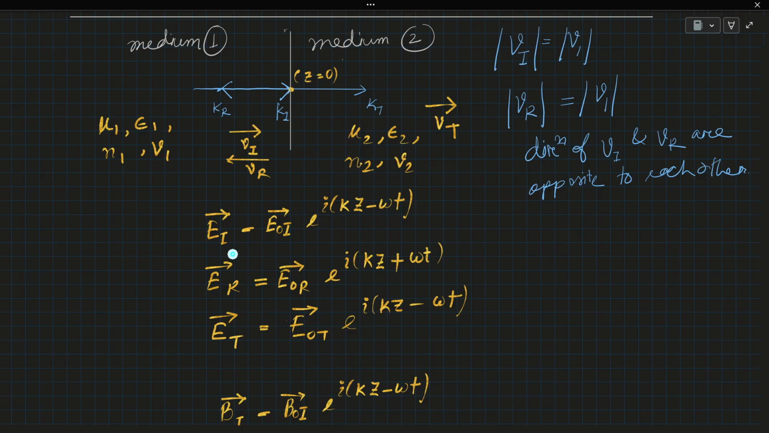Since the wave is traveling, this point is the z equals 0 point, and this is the positive z axis. And this is the negative z side.